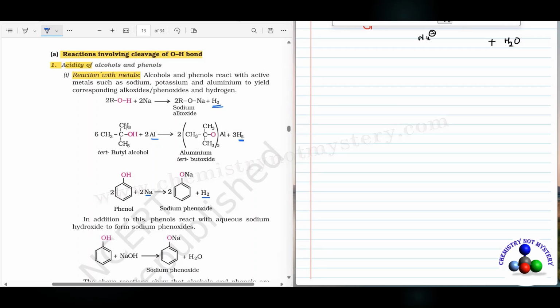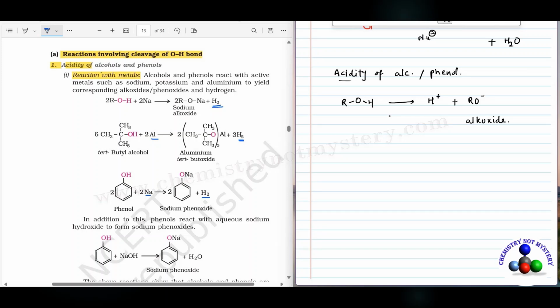Now let's try to understand how these reactions take place. Here we are discussing the acidity of alcohols and phenols. First we are going to take the example of alcohol. So this is ROH, an alcohol. When it acts as an acid, it will donate an H plus ion. When the H plus ion is removed from the molecule, it forms the RO negative ion. This RO negative ion is called the alkoxide ion.